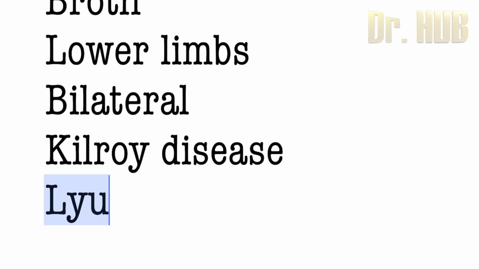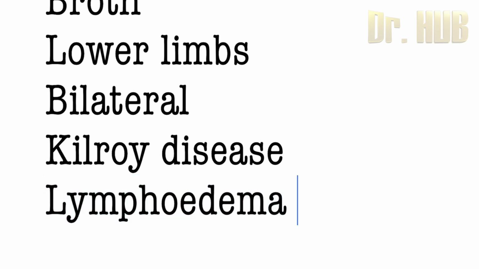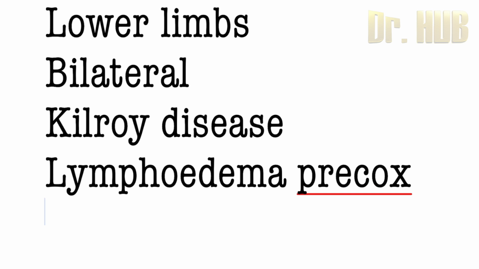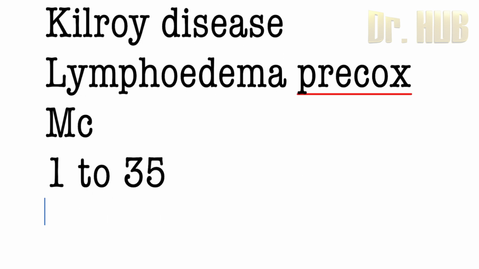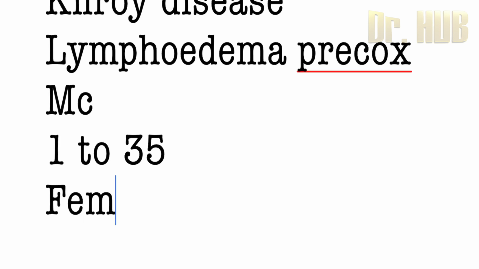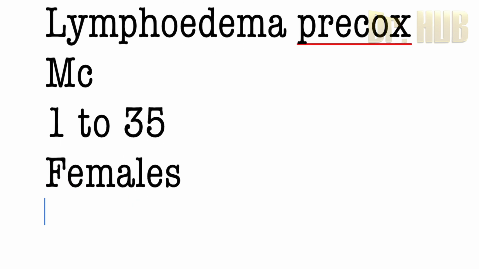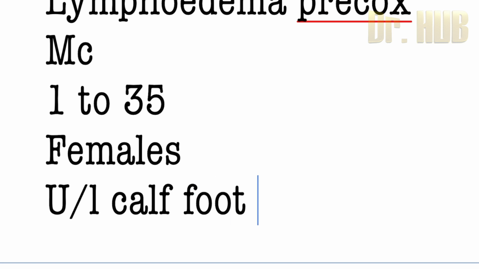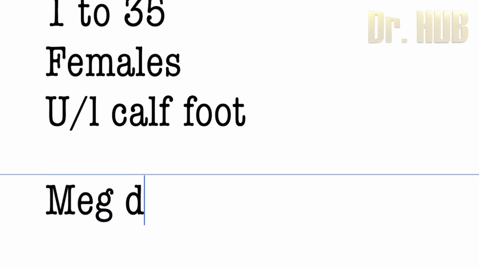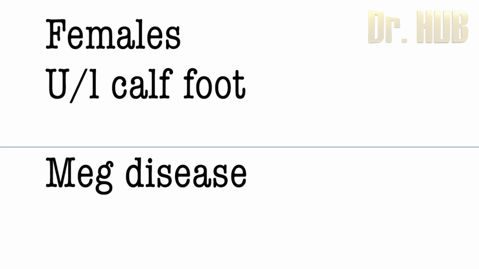Next is lymphedema praecox. This is the most common type and it occurs between the ages of 1 and 35. It is more common in females. It is usually unilateral, affecting the calf as well as the foot. Then there is Meige's disease, which is again a familial variant.